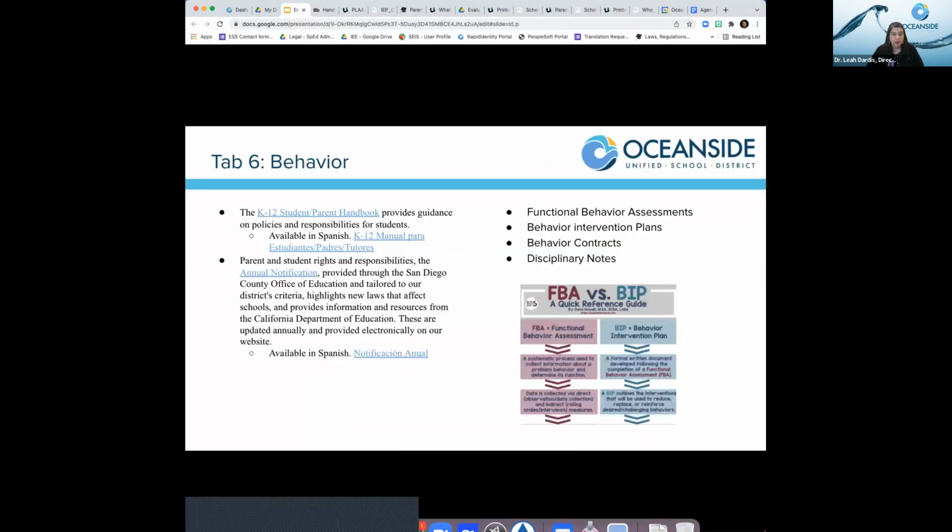discipline. So there's the English version and here's the Spanish version. We also give you every year an annual notice of your rights and responsibilities, and that's given through the San Diego Office of Education. It's tailored to our criteria and it highlights new laws that affect our schools and provides information and resources from CDE. And these are updated annually and again are provided in Spanish.